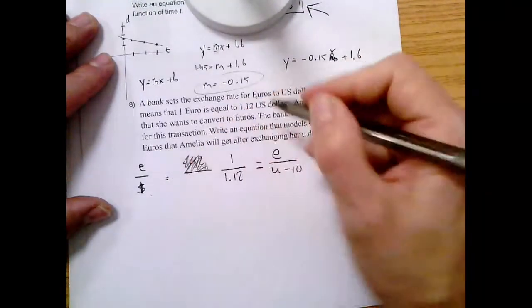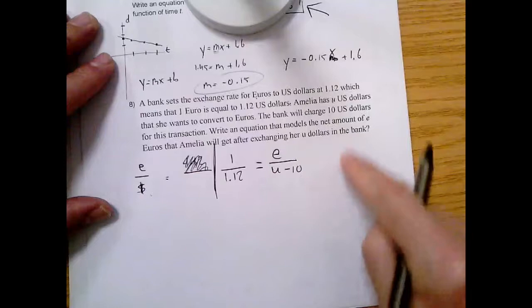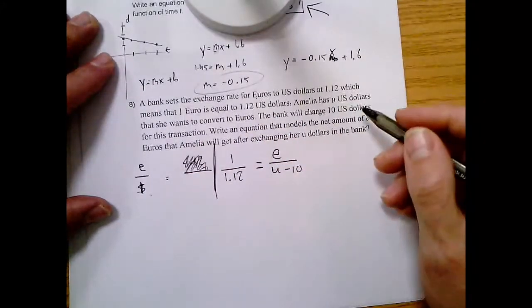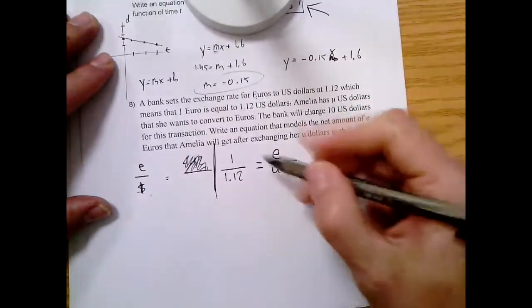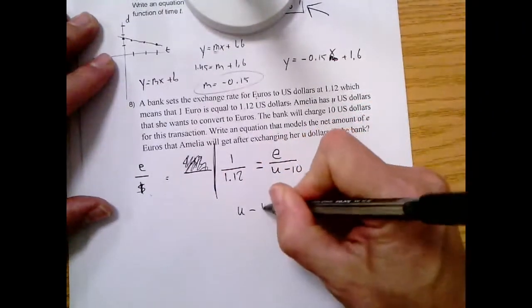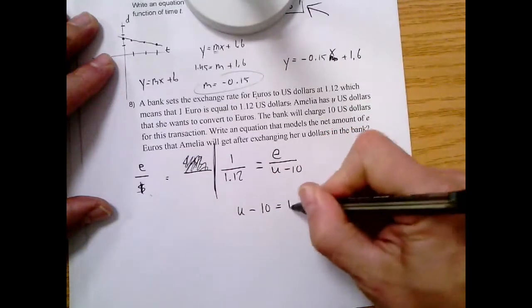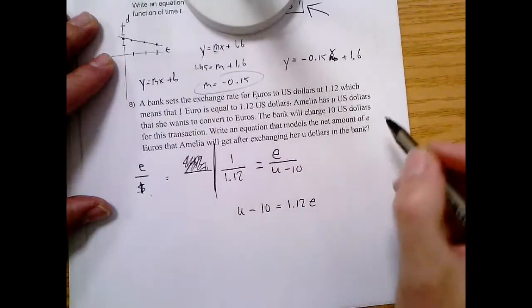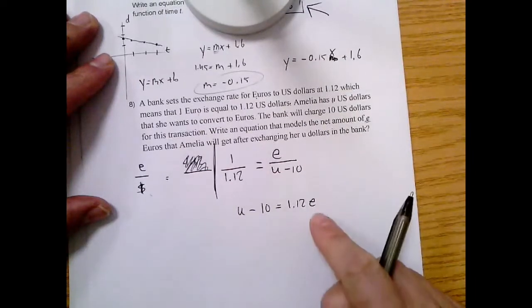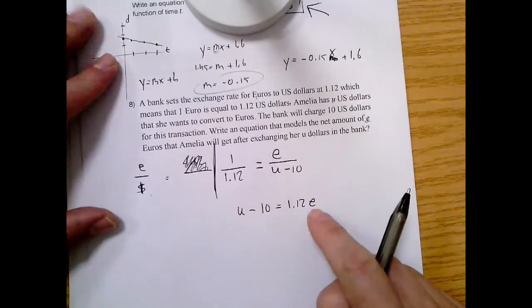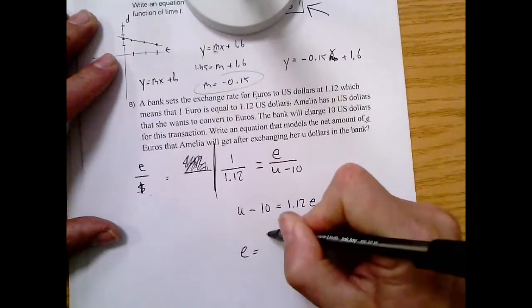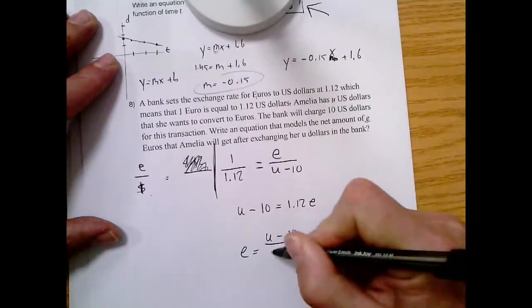We're working with this stuff right here, and this is nice because we have a ratio equal to a ratio, so we can just cross multiply. So 1 times this is just going to give us U minus 10, and that's going to equal 1.12E. It says write an equation that models the net amount of euros she'll have, so that means we want to get euros all by itself. We would have E all by itself if we simply divided both sides by 1.12. So E is U minus 10 divided by 1.12.